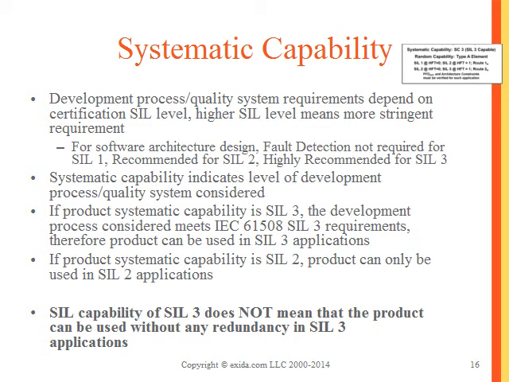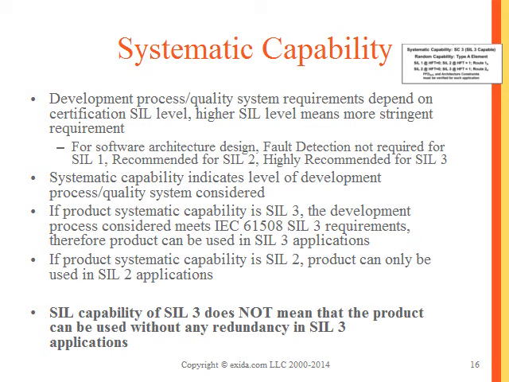So we express this capability of the development process quality system in terminology that we call systematic capability. That's also what the standard calls it. And it basically indicates the level of the development process that we consider. If a product has a systematic capability of SIL 3, then it means simply that the development process, the quality system that the manufacturer uses, meets the SIL 3 requirements. And therefore, the product can be used in SIL 3 applications.